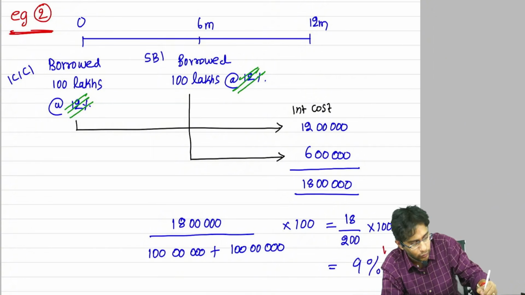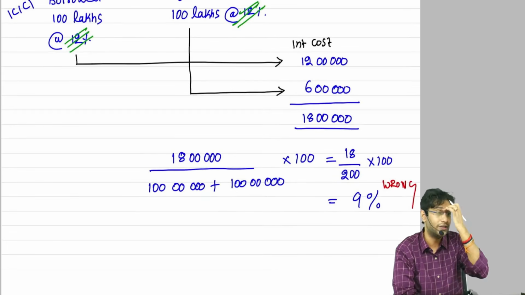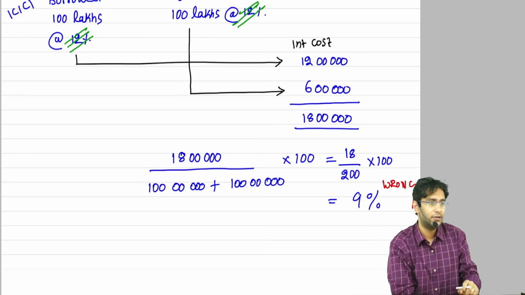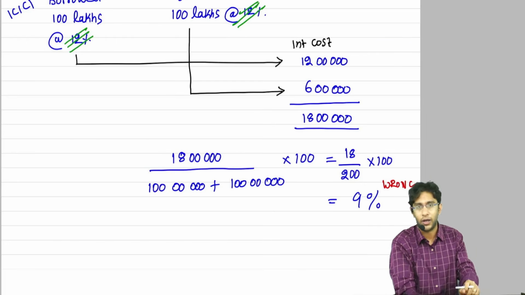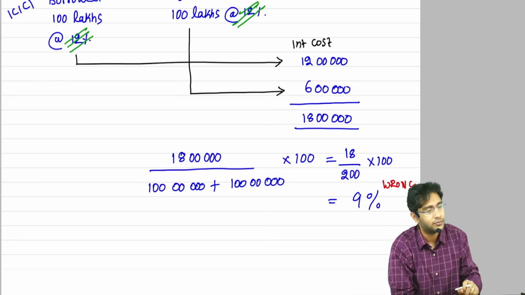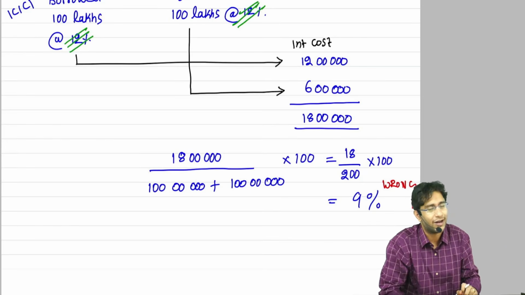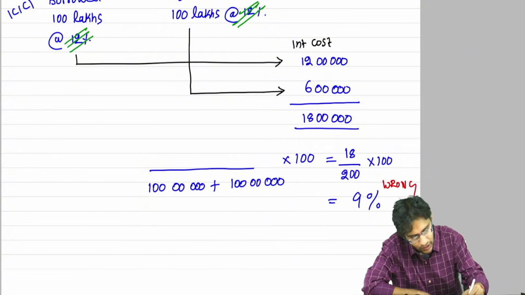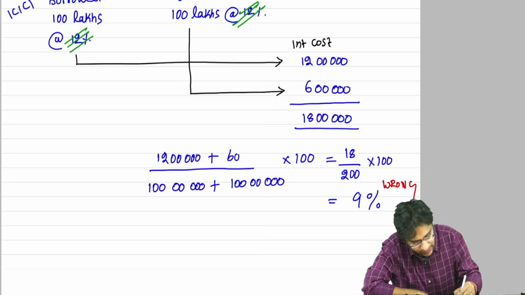You very clearly know this is wrong answer. Why is that wrong answer? I know the answer already. Answer is how much? 12%. Total interest divided by total borrowing. Am I getting correct answer? No. Sir, why did we get wrong, sir? You tell me. How did you get 18? 12 lakhs plus 6 lakhs.